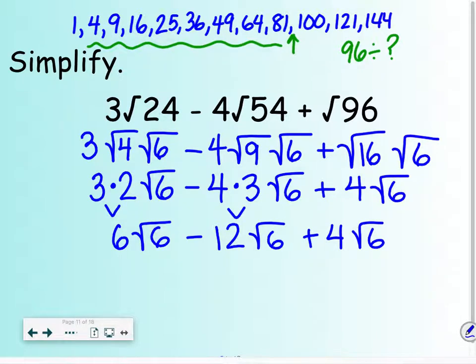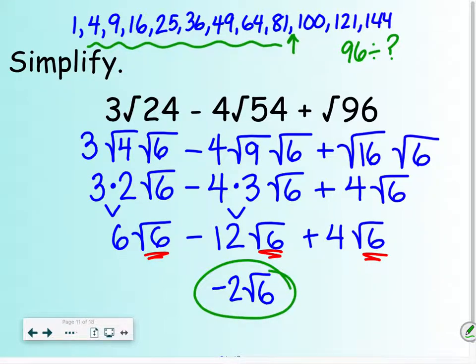6 minus 12 plus 4, because these are all like terms. So 6 minus 12 is negative 6. Plus 4 is negative 2. So negative 2 times the square root of 6.